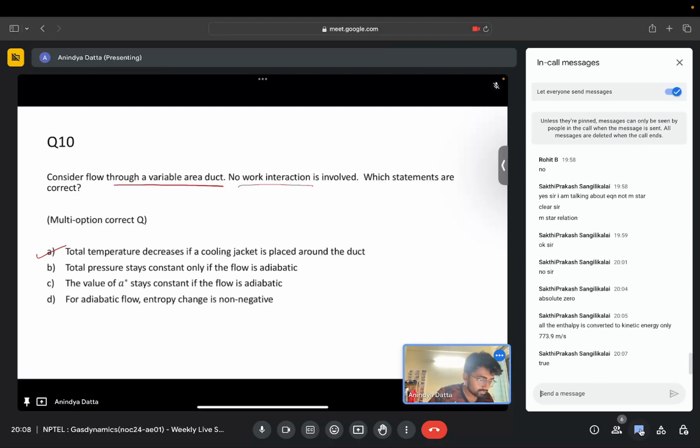Okay, statement B: total pressure stays constant only if the flow is adiabatic. Is this true?